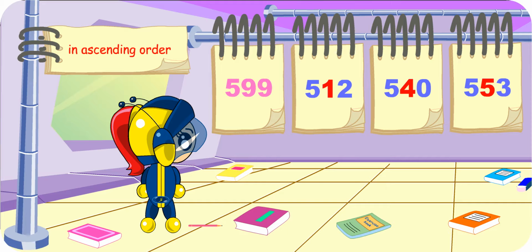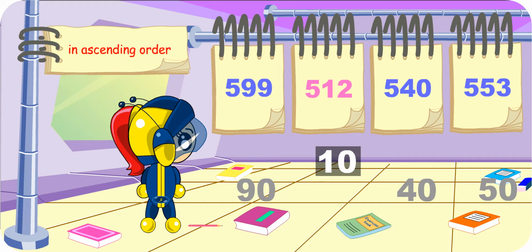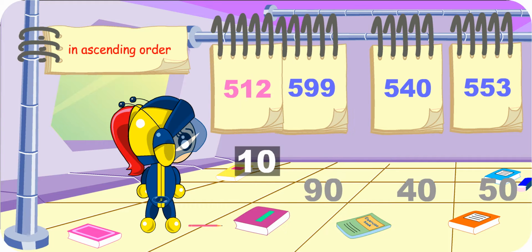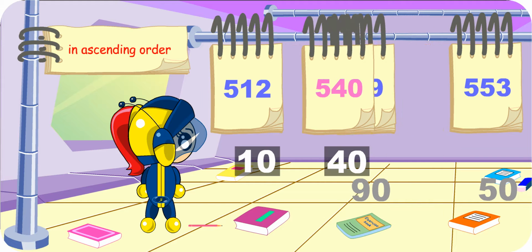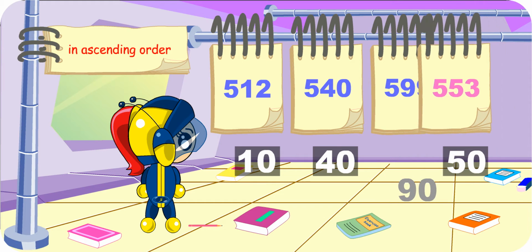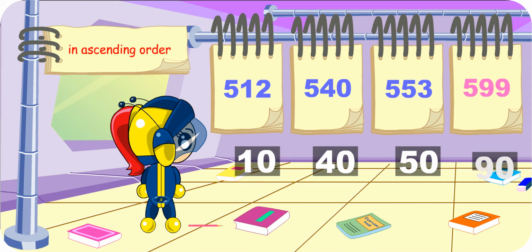599 has 9 tens, 512 has only 1 ten, 540 has 4 tens, and 553 has 5 tens. The number with only 1 ten should be the smallest. So I'll write 512 first, then 540, followed by 553, then 599.